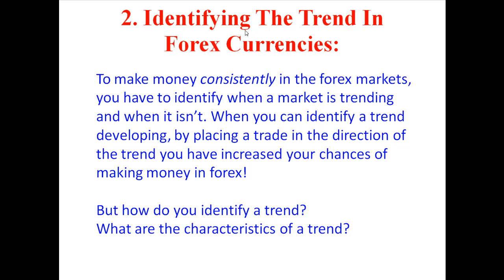I'm here with lesson number 6, and last time we promised to show you how to identify the trend in forex currencies. To make money consistently in the forex markets, you have to identify when a market is trending and when it isn't. When you can identify a trend developing, by placing a trade in the direction of the trend, you have increased your chances of making money in forex. But how do you identify a trend and what are the characteristics of a trend? This is what you're going to learn in this lesson 6.